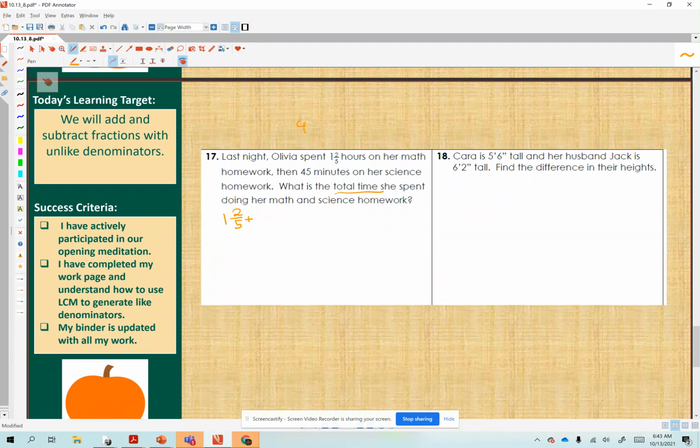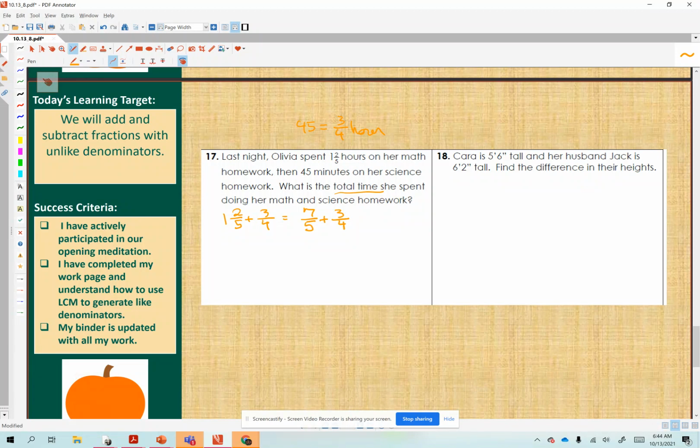45 minutes equals 3/4 of an hour. So it's 1 2/5 plus 3/4. Let's convert 1 2/5 to an improper fraction. 5 times 1 is 5, plus 2 more is 7/5 plus 3/4.